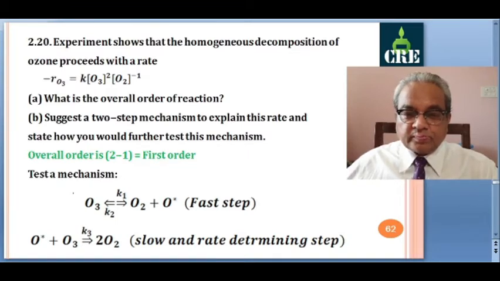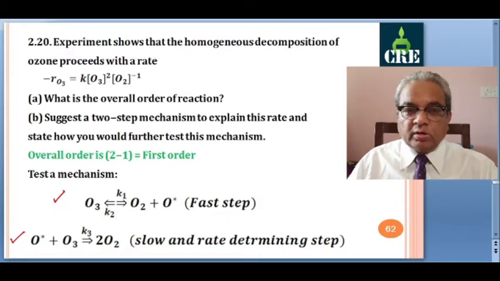So, we will test a mechanism. We will propose that O3 gives O2 plus O star, which is a fast step, and then this O star plus O3 with the rate constant k3 gives 2 moles of O2. Okay, and this we consider as comparatively slow and rate determining step as compared to this. Overall order is 2 minus 1, that is first order.